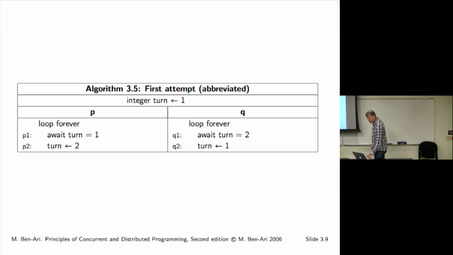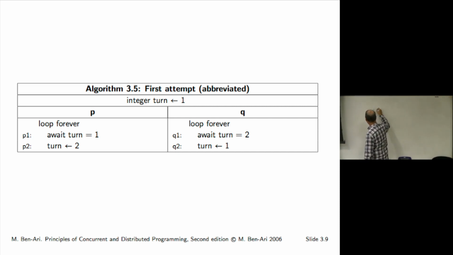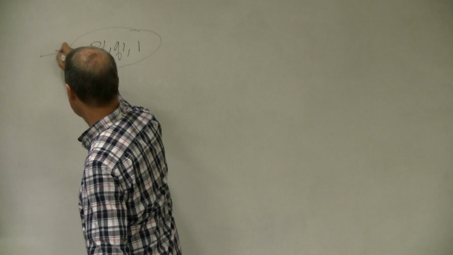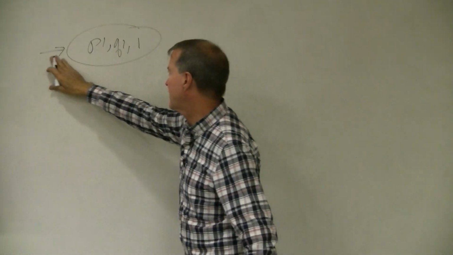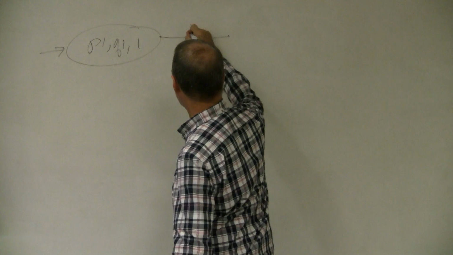So look, we can actually do an abbreviated analysis. It's just await turn equals 1 and turn gets 2. Await turn equals 2, turn gets 1. And it's going to tell us the same information. Now, how many states for this one? Okay, let's do this one. Now it's P1, Q1, 1. That's our start.